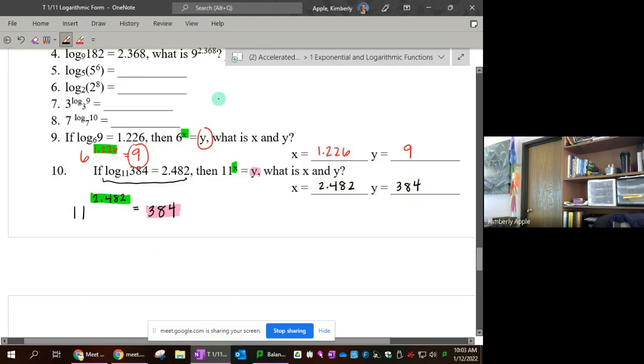Okay? So real quick, what is number 5? 6. What's number 6? 8. What's number 7? 9. And this last one? There you go. Remember, you'll see one of these tomorrow.